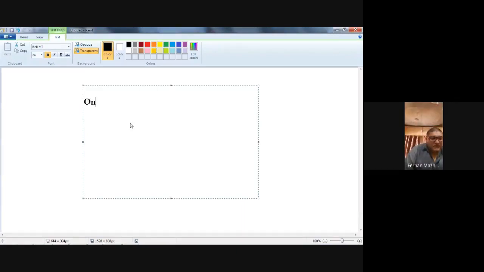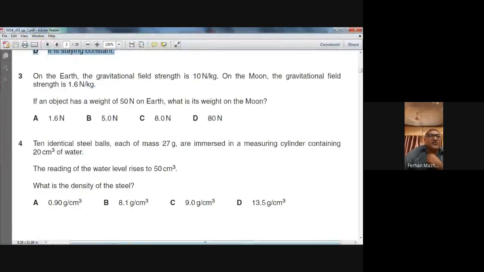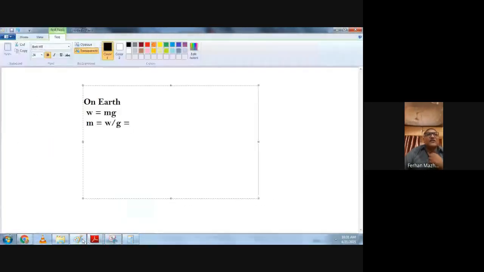So on Earth, the weight is given. You know that W is equal to mg, and if you want to find the value of m, that will be equal to weight divided by g. How much weight is given in the question? He says the weight on the Earth is 50 Newton, and the g value on the Earth is 10. So the mass of the thing is 5 kg.